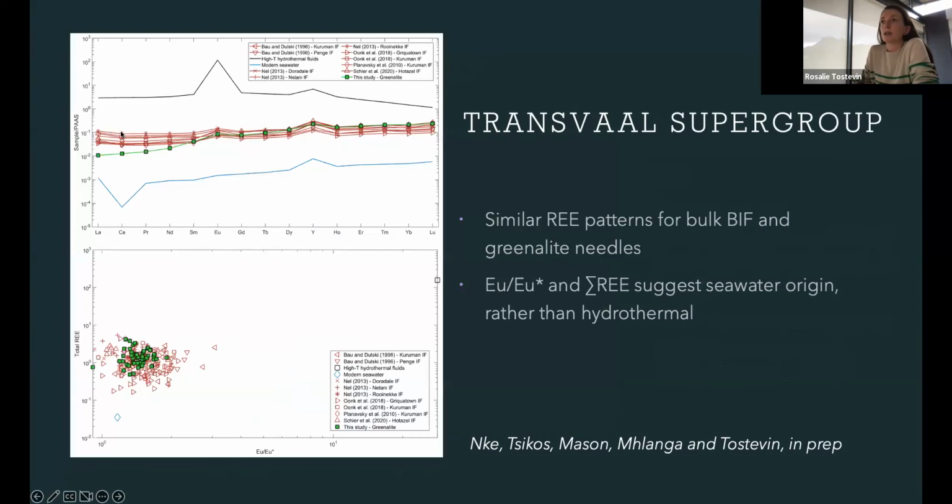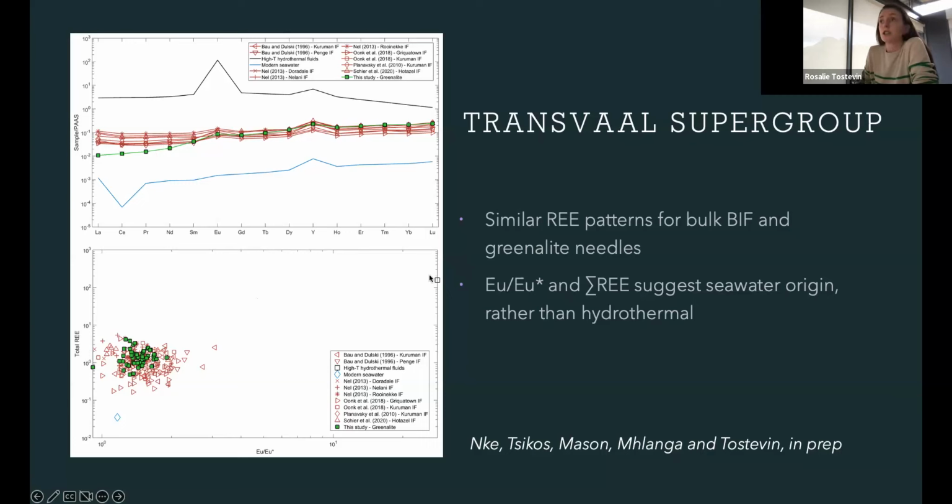The first thing you'll notice, so these are the patterns here in green. This is an average. The black line represents modern hydrothermal fluids and the blue line represents modern seawater. And he's comparing also to a number of studies from the literature where they've got bulk data from iron formation. And actually, if we look at this plot, it's probably more useful, the total rare earth elements versus the europium anomaly, which are the two major parameters that differ between hydrothermal fluids and seawater.